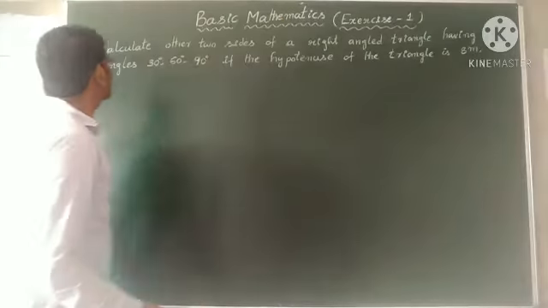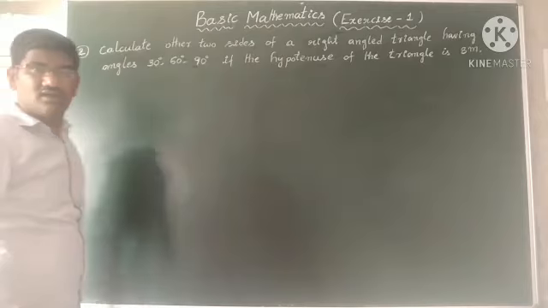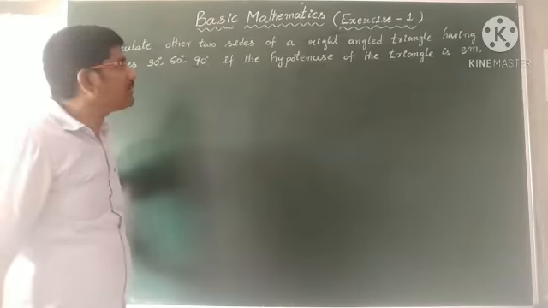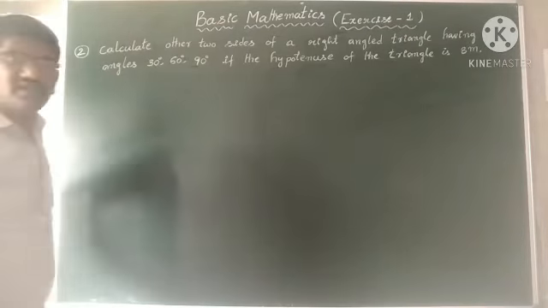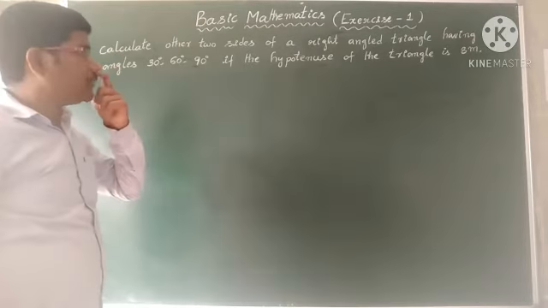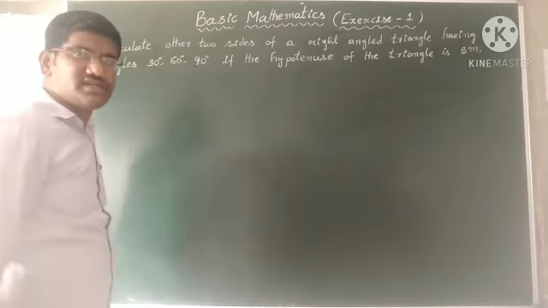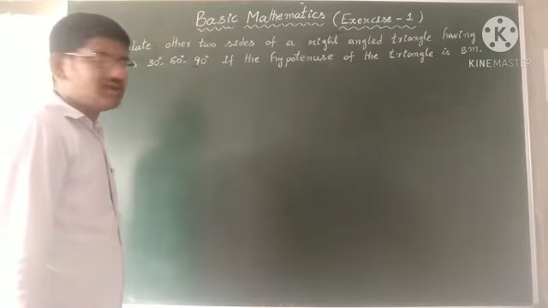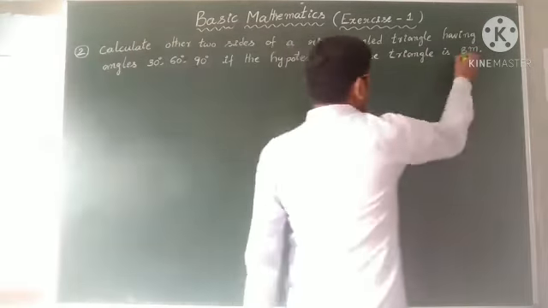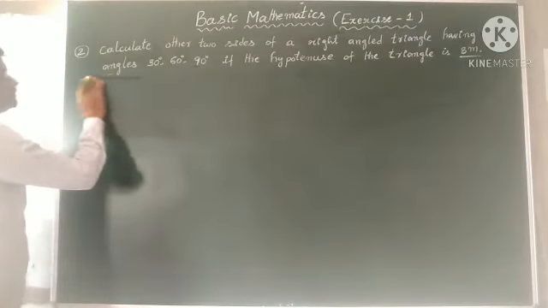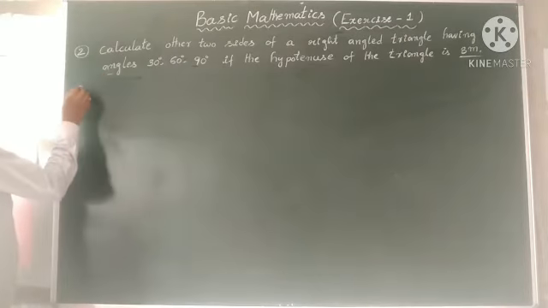Okay students, see, calculate the other two sides of a right angle triangle having angles 30 degrees, 60 degrees, 90 degrees, if the hypotenuse of the triangle is 8 meters. Hypotenuse they have given for us. So now this is the problem, and I'm going for its solution.